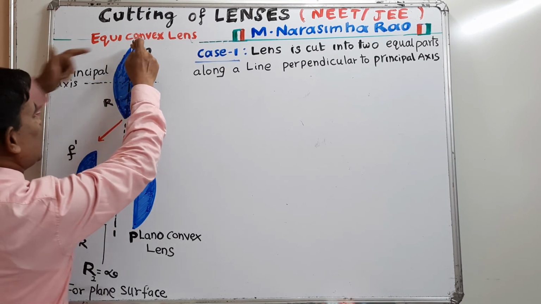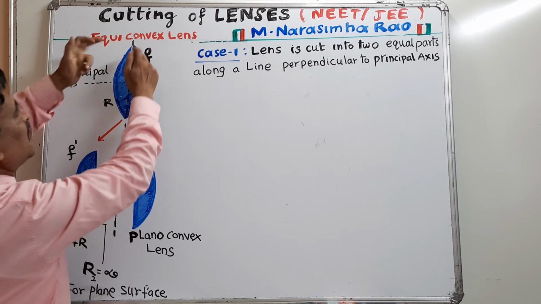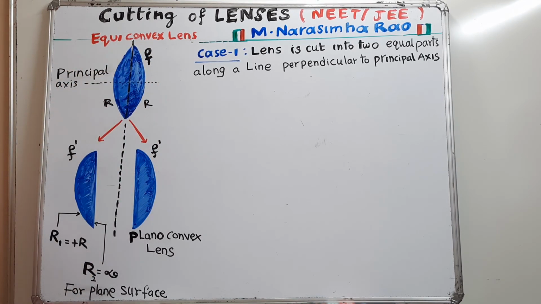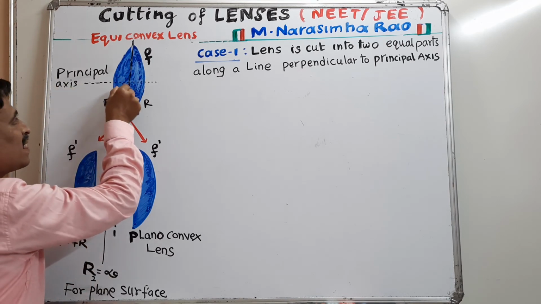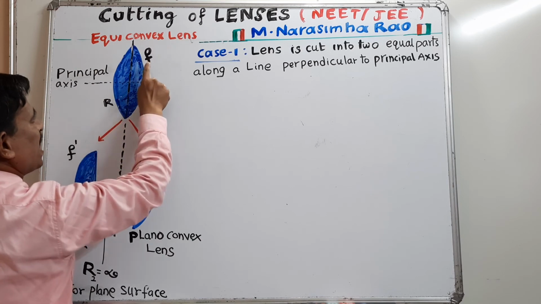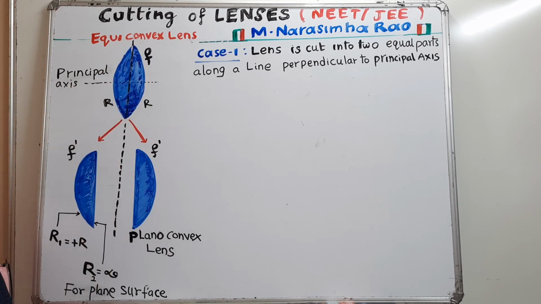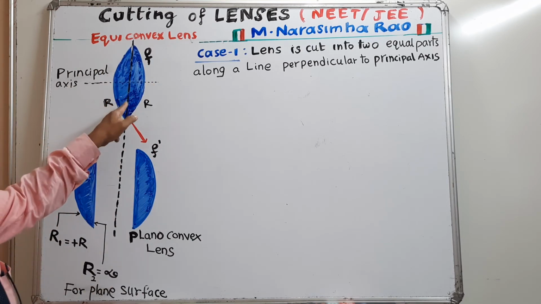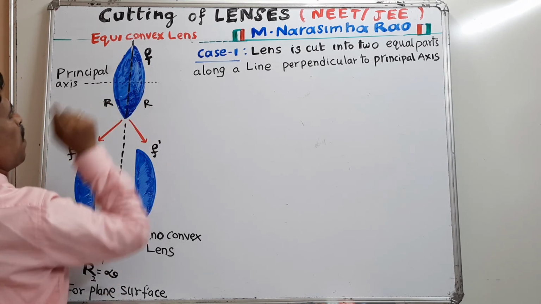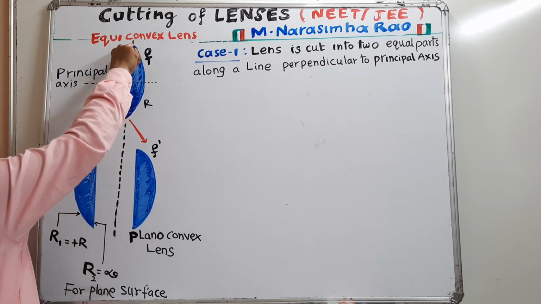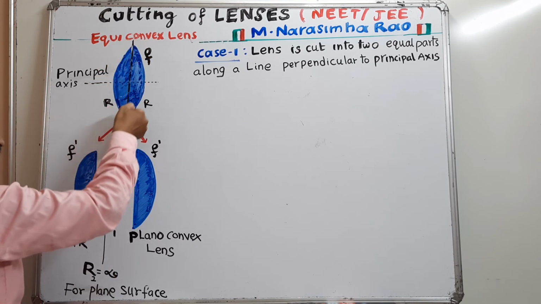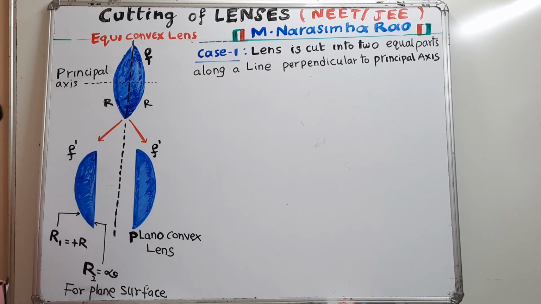Before cutting this double convex lens, equiconvex lens, biconvex lens, the focal length of this lens is f. Before cutting the lens, the original focal length of the lens is small f. Its radius of curvature is R. This surface radius of curvature is R.